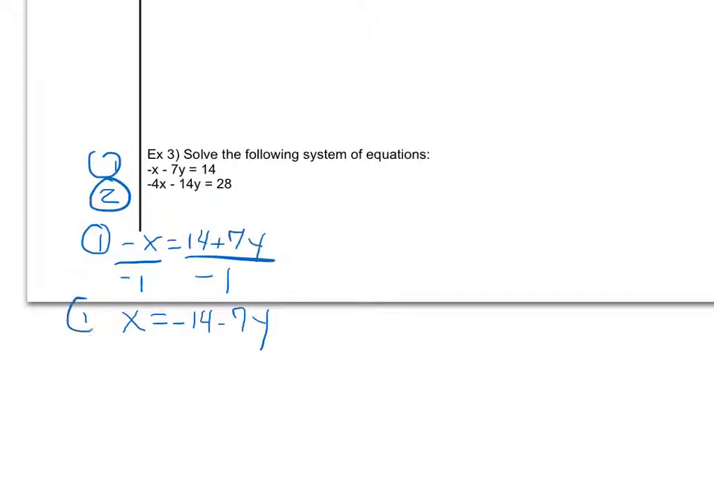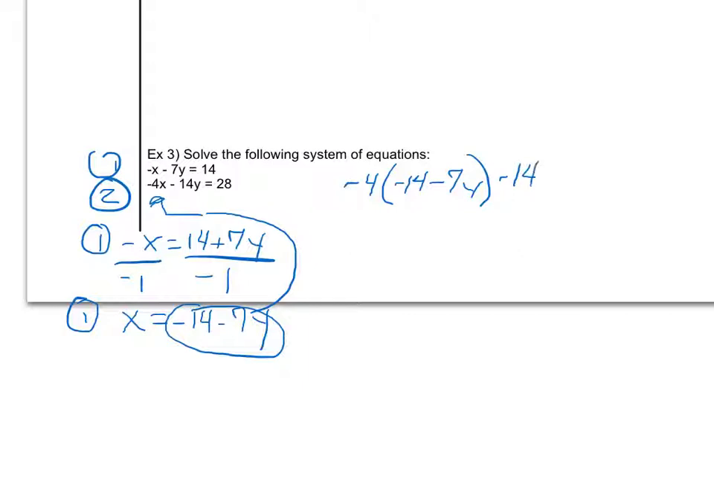So again that's still equation 1. Now that I know what x is in equation 1, I'm going to take that quantity and plug it in for x in equation 2. And my equation 2 then becomes -4 times, again I have to use parentheses, now that x has become -14 minus 7y, and I'm going to keep the -14y and the equals 28. From here, I'm going to distribute. So now it's just an equation with one variable. It has only a y variable as opposed to two different variables.